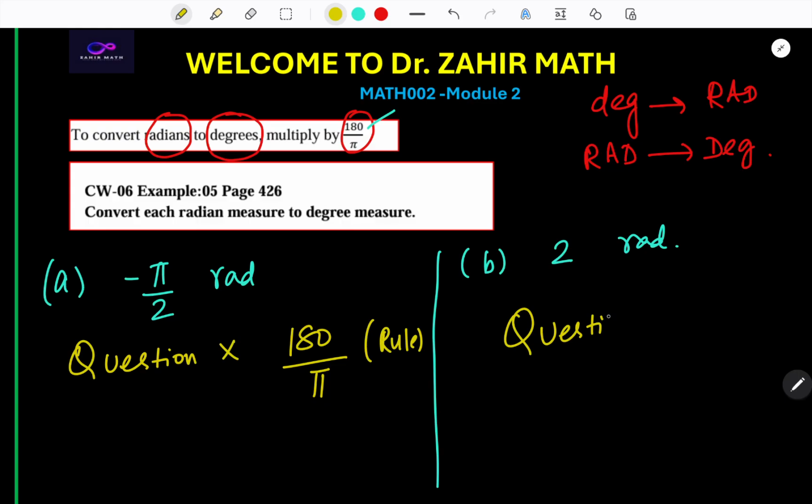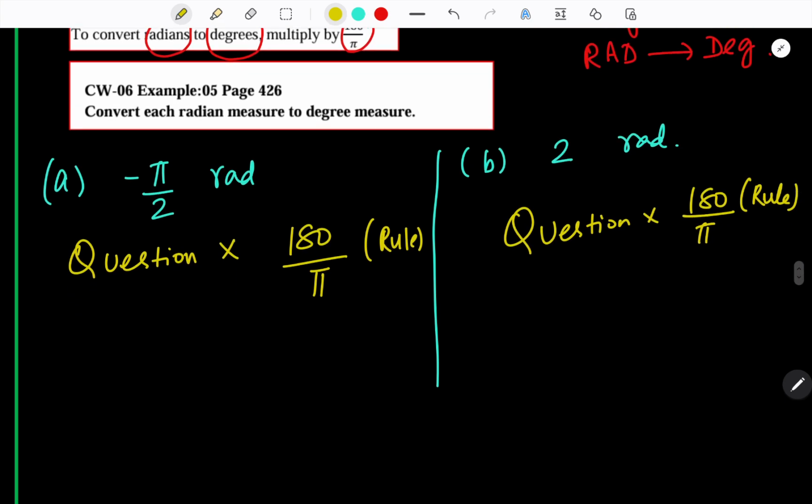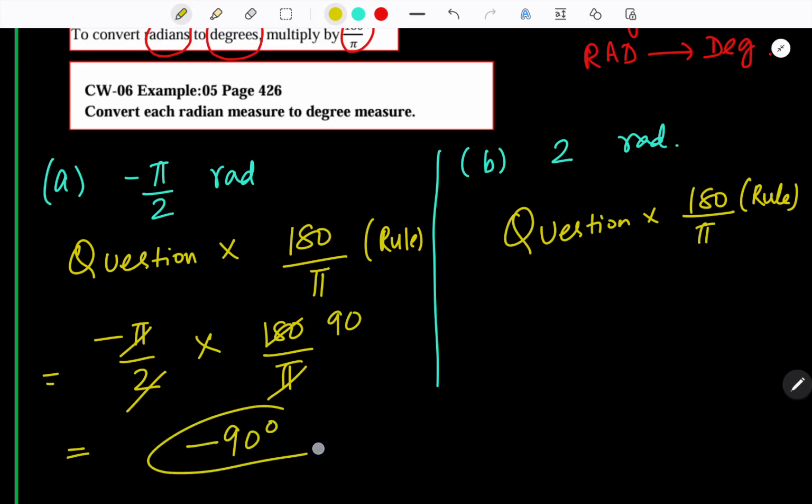So question multiply by 180 by pi. This is the rule. So what is your question? Negative pi by 2 multiply by 180 by pi. This gets cancelled, and also this gets cancelled with 180, or you can put it in the calculator, which is minus 90 degree.